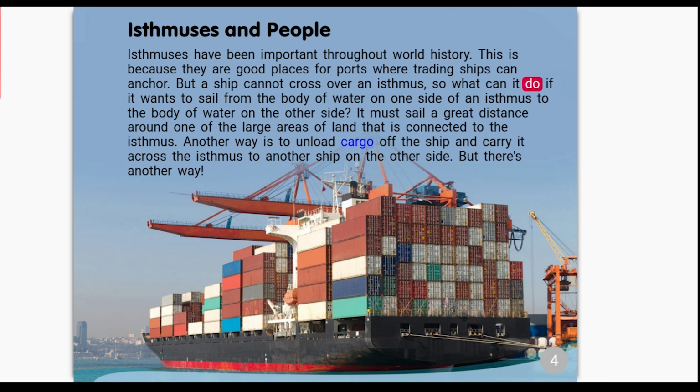So what can it do if it wants to sail from the body of water on one side of an isthmus to the body of water on the other side? It must sail a great distance around one of the large areas of land that is connected to the isthmus. Another way is to unload cargo off the ship and carry it across the isthmus to another ship on the other side. But there's another way.